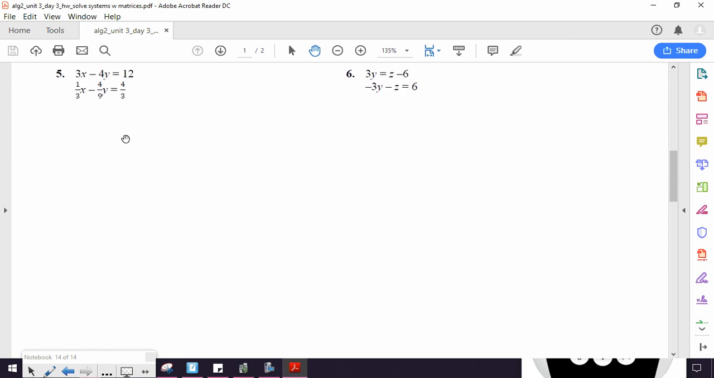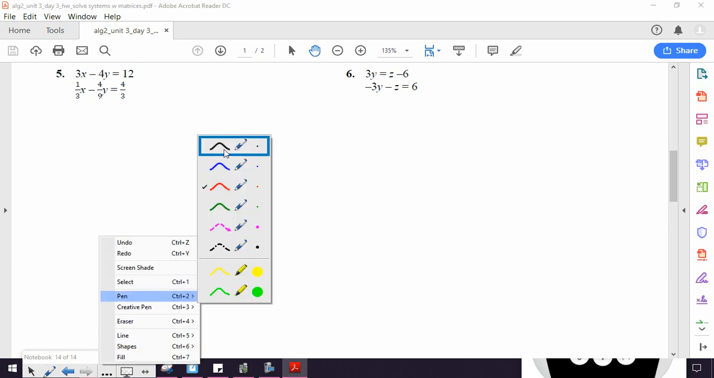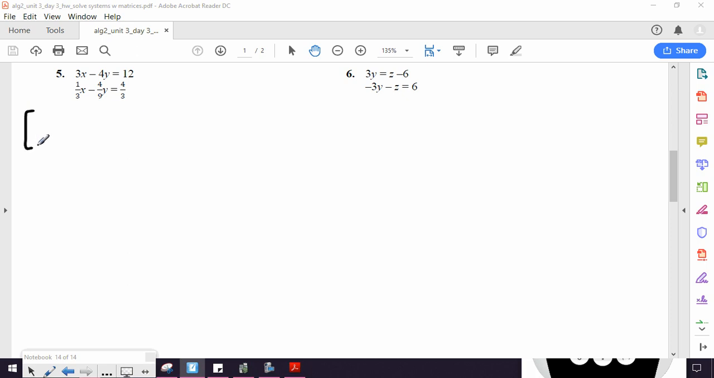Number 5, we have 3x minus 4y equals 12, and 1/3 x minus 4/9 y equals 4/3. So we're already in standard form. Our augmented matrix would look like 3, negative 4, 12 on the first row, 1/3, negative 4/9, and 4/3 on the second row. Yes, it has fractions, which is perfectly fine. You're using a calculator.